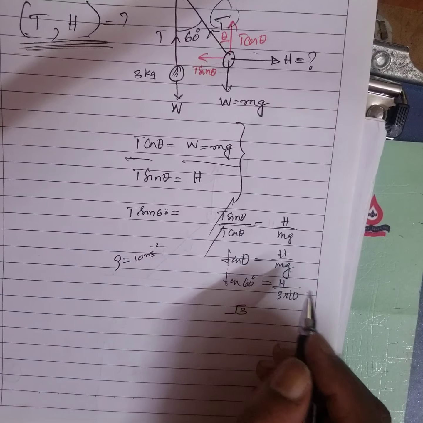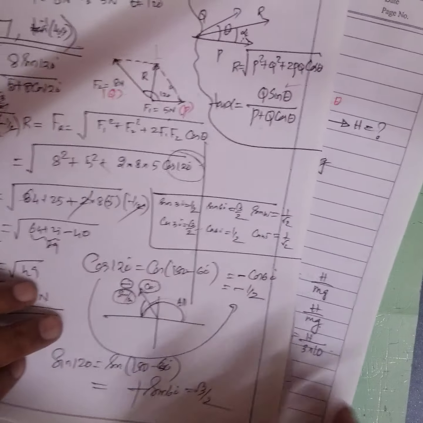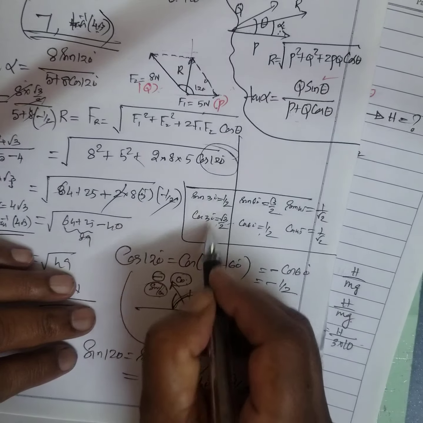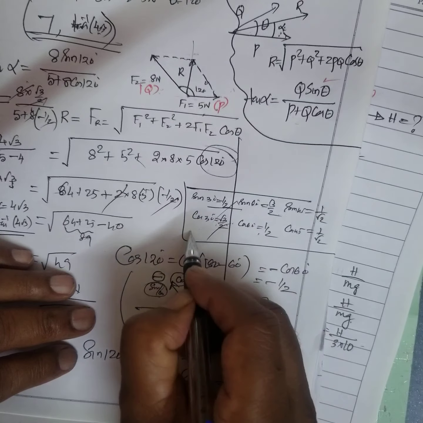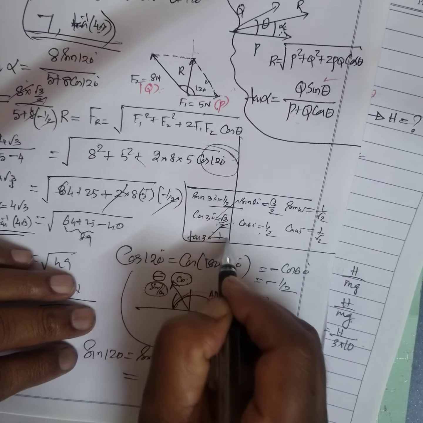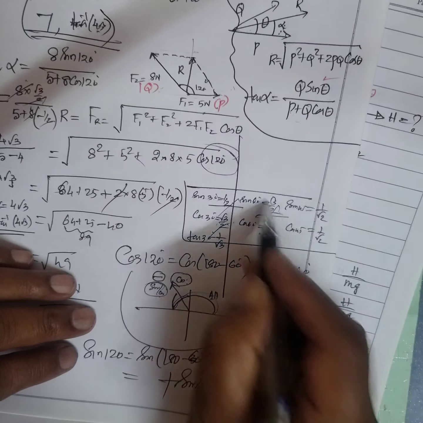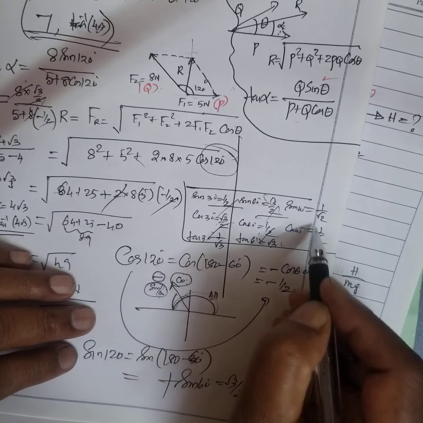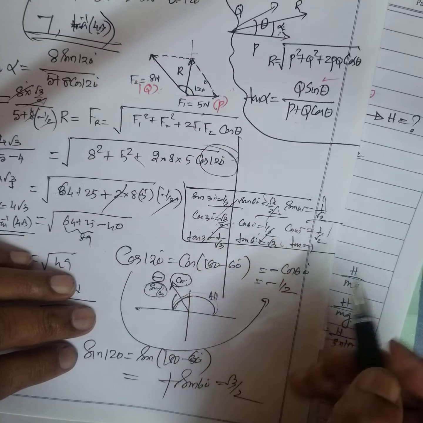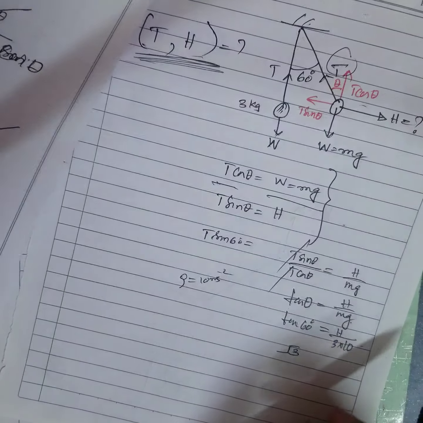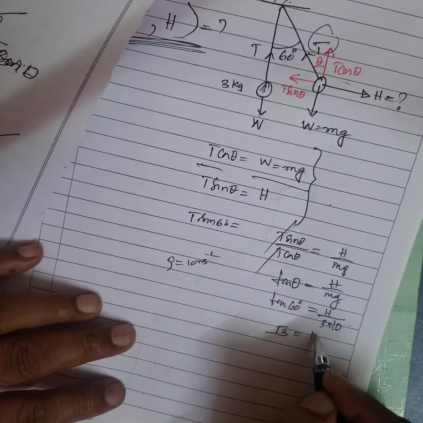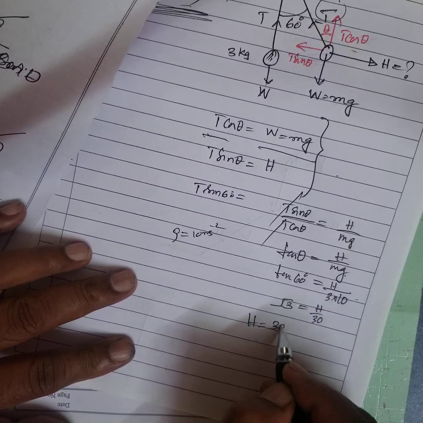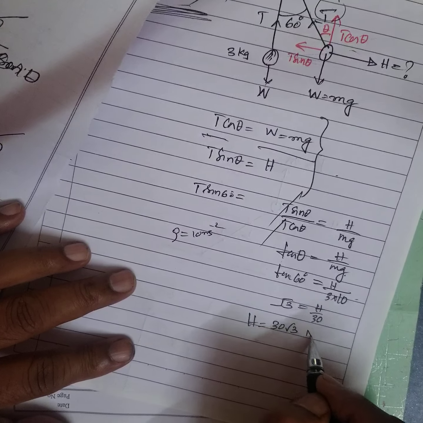I asked you to remember this: sin 30, cos 30, sin 60, cos 60. If I divide one by the other, the 2 gets cancelled. Tan 30 is equal to 1 by root 3, tan 60 is equal to root 3, and tan 45 is 1. Therefore, what do I write? Root 3 is equal to h by 30. Therefore, h is equal to 30 root 3 Newton.